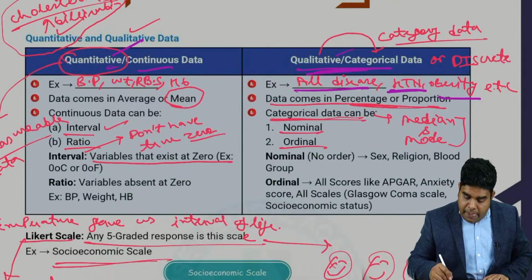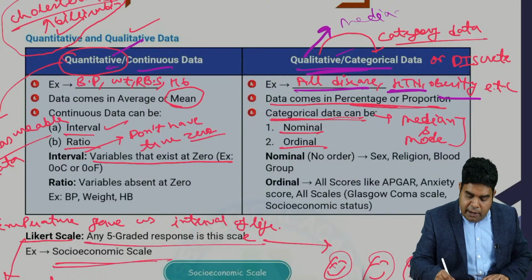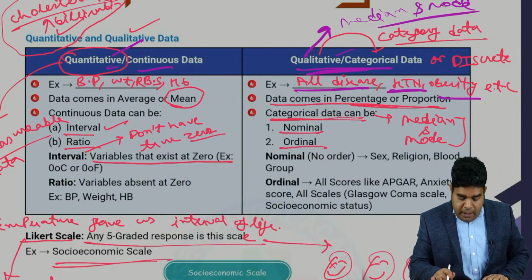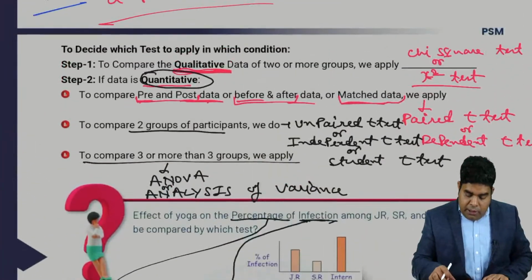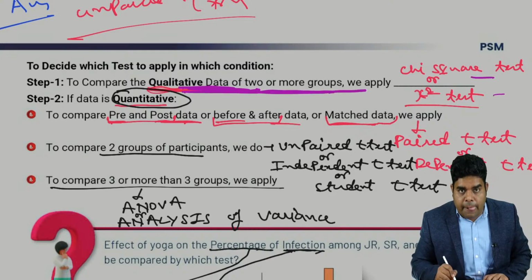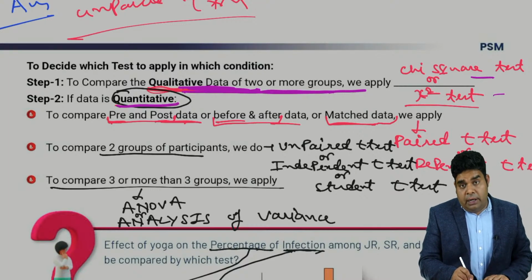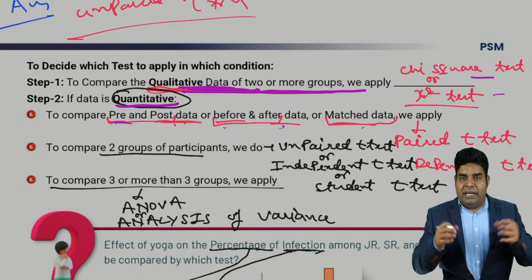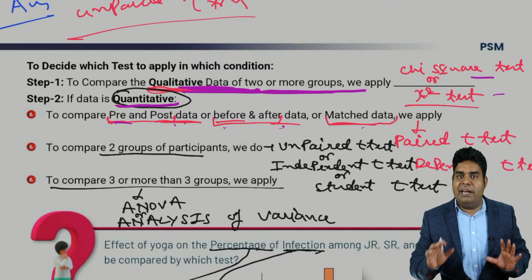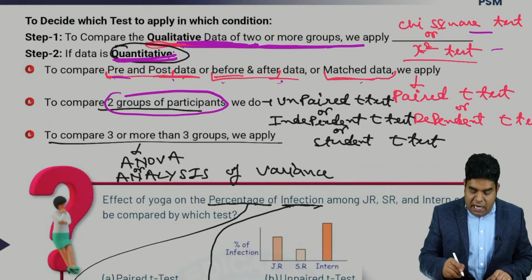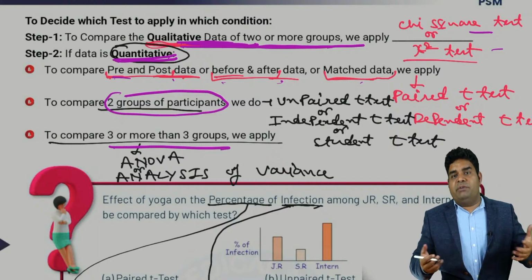Second thing to remember, in categorical qualitative data, we use median and mode. And the data comes in percentage when it is categorical or qualitative. So in any exam, let's say you find qualitative data as the outcome. Then on qualitative data of 2 or more groups, we apply chi-square test. But if the data is quantitative, like BP, sugar, Hb, and pre, post, before, after or matched data words are written, then we use paired t-test. If they say 2 groups of participants and quantitative data, we apply unpaired t-test. And if they say 3 or more groups, then we apply ANOVA.